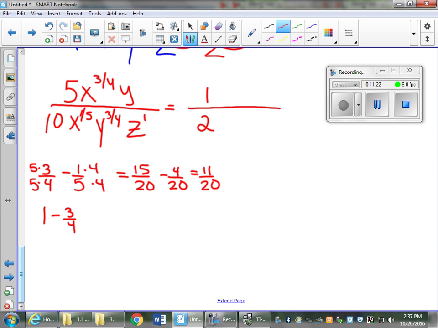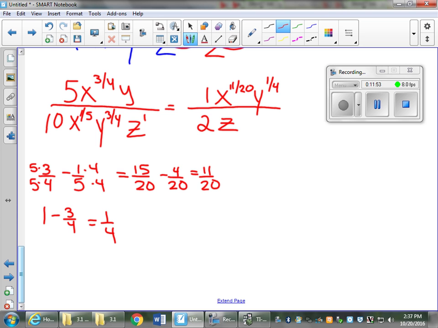It's a positive number, so that means my x's stay up top. So I will have x to 11/20. And technically, I didn't really need to write that coefficient of 1. Then the denominator, you should be able to do that with mental math. A whole minus 3/4 is 1/4. Again, it's positive, so the y's go in the numerator. And I still have that z to the 1st in the denominator.